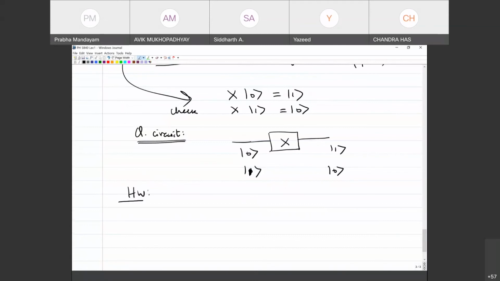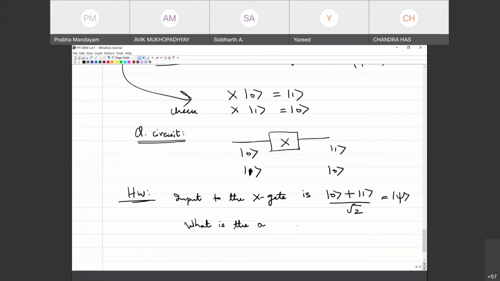So if the input to the X gate is 0 plus 1 by root 2, okay, is it this kind of a state? What is the output? Okay, so this is something you can work out for me by Thursday's class.